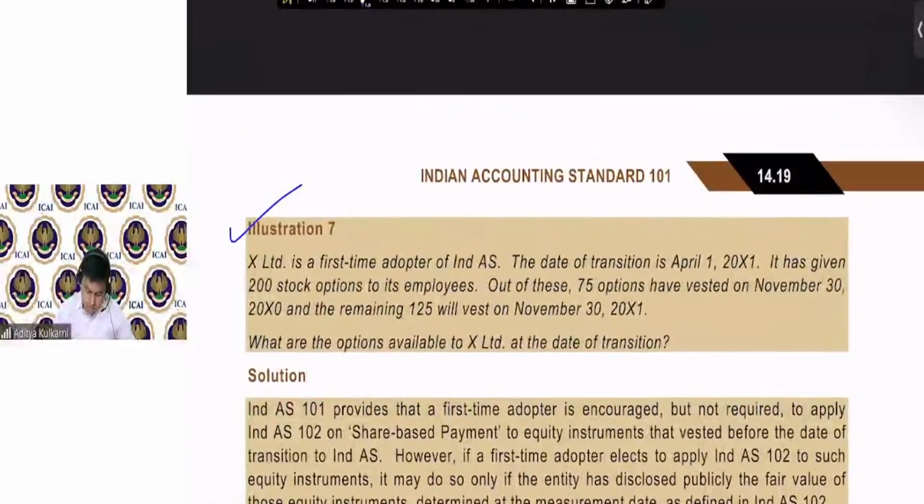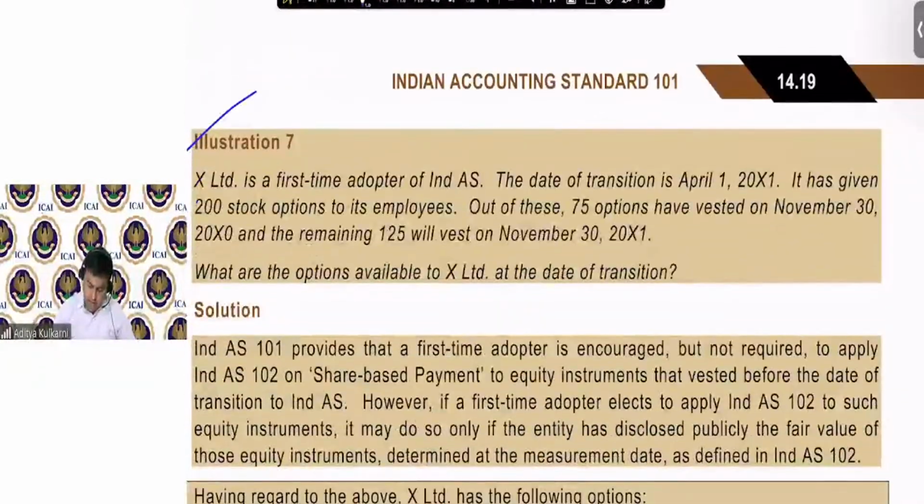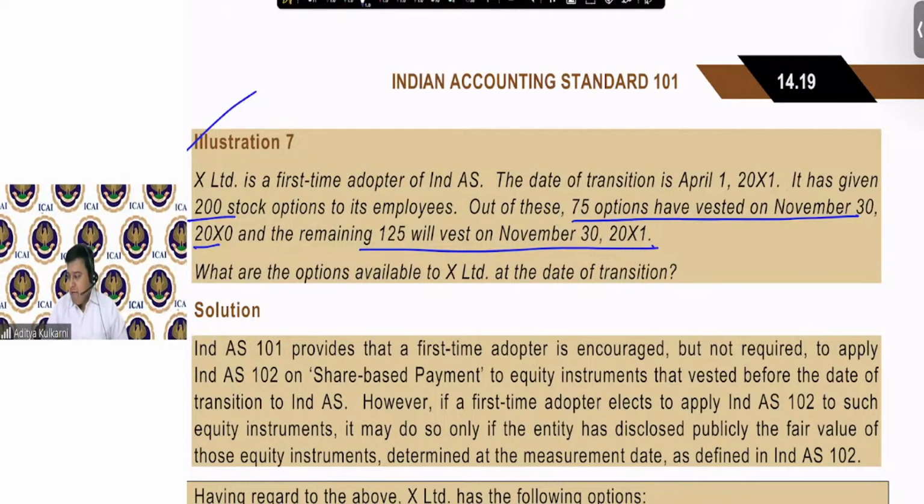X Limited is a first time adopter of Ind AS. The date of transition is April 1. It has given 200 stock options to its employees. Out of these options, 75 have vested on November 30, 20x0, that means before transition, and the remaining 125 will vest on November 30, 20x1. What are the options available to X at the date of transition?